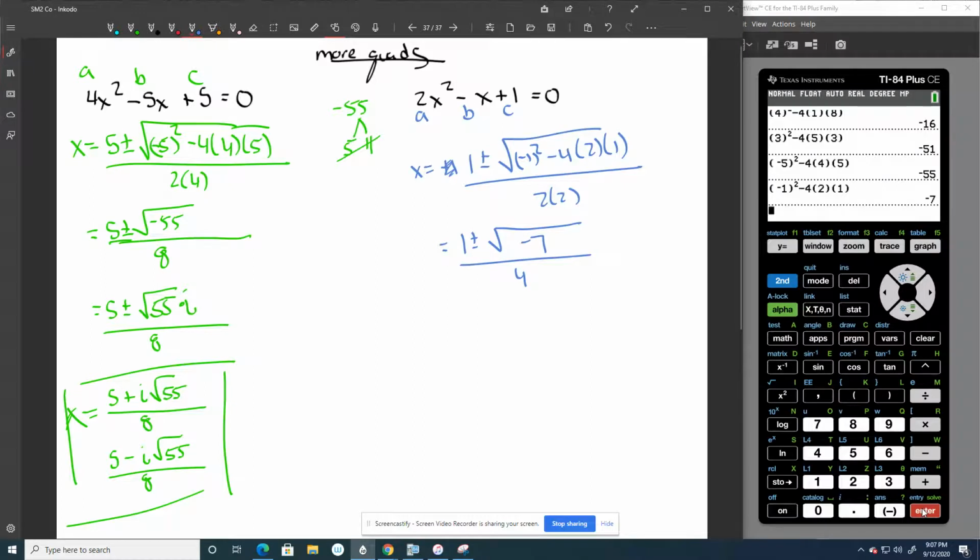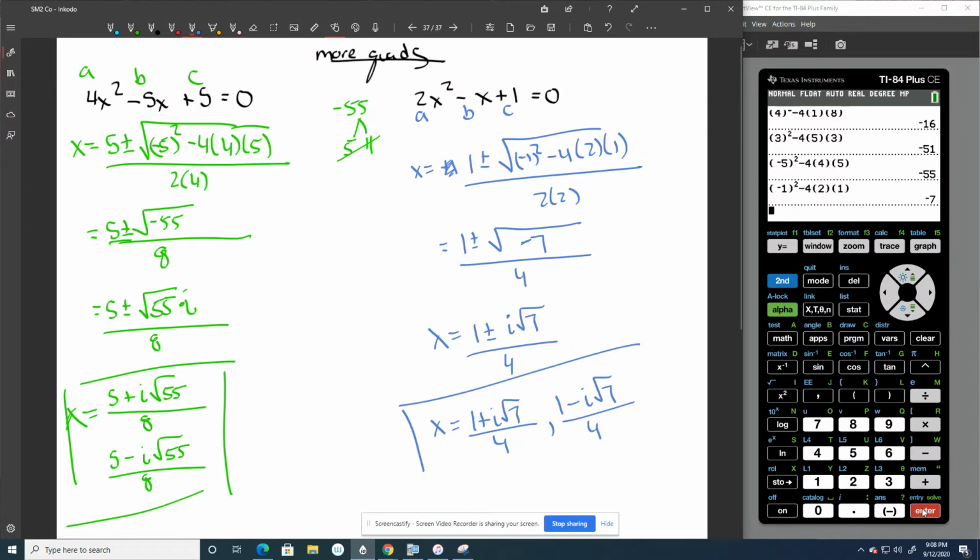Now, negative 7 definitely doesn't factor. We're not going to make that a nice, pretty root. So my answers, I'm just going to change this to 1 plus or minus i root 7 over 4. So x equals 1 plus i root 7 over 4 and 1 minus i root 7 over 4. Those would be my two imaginary answers.